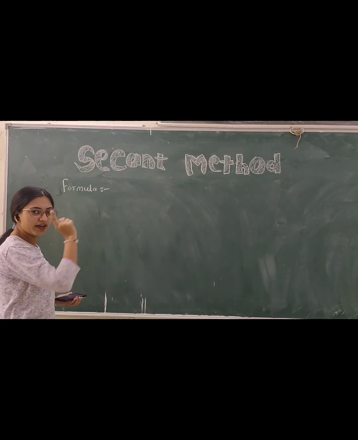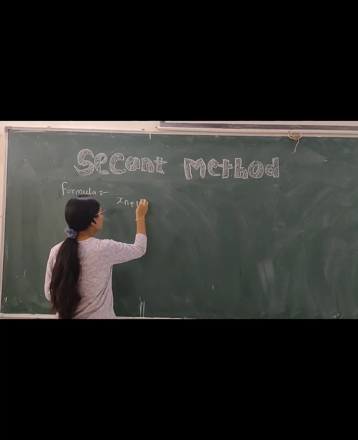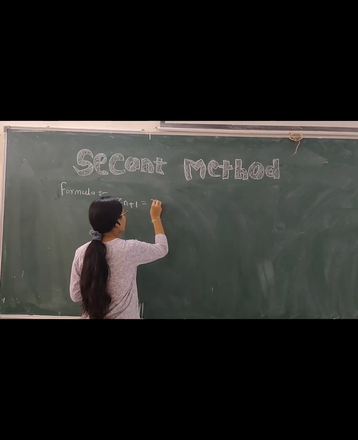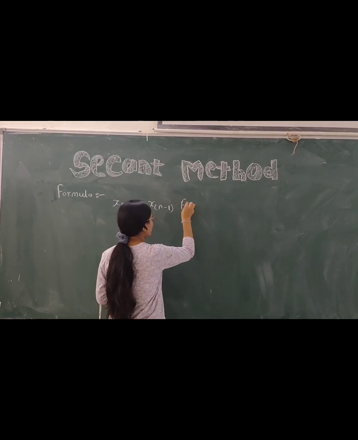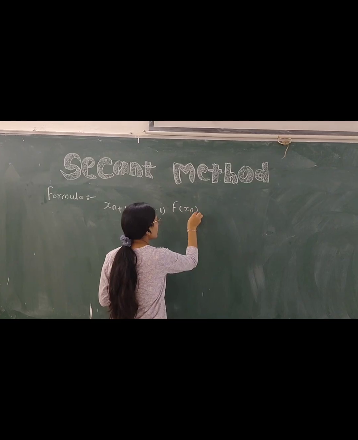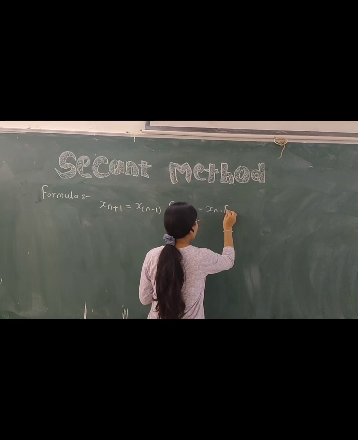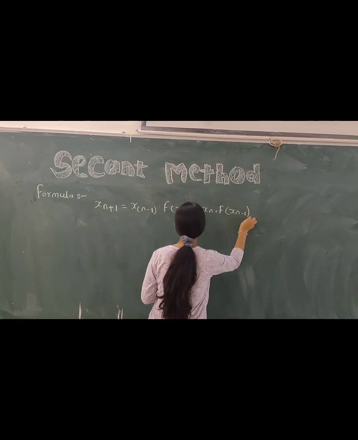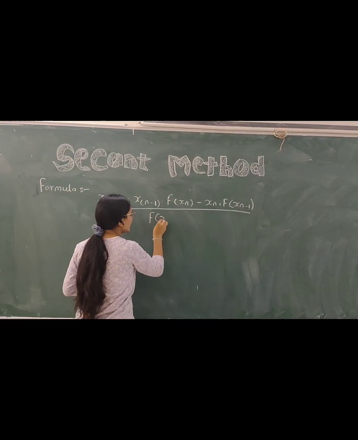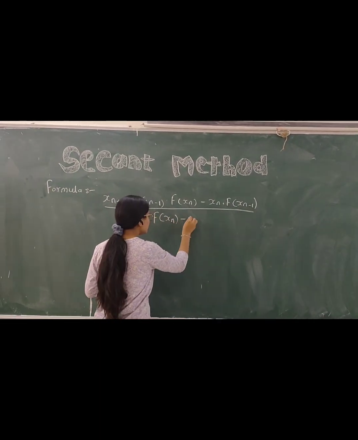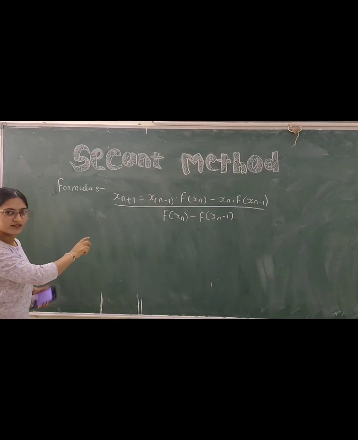The formula of the secant method: x_(n+1) equals x_(n-1) times f(x_n) minus x_n times f(x_(n-1)) divided by f(x_n) minus f(x_(n-1)). This is the formula of the secant method.